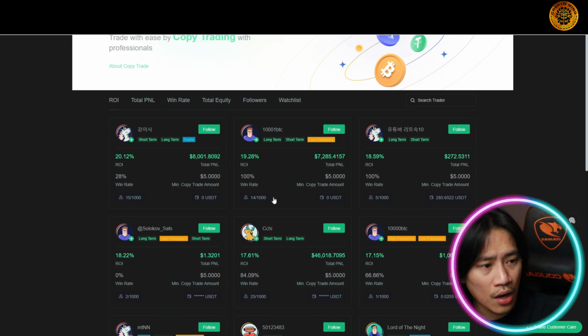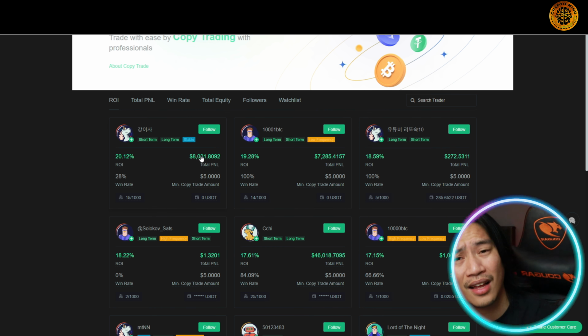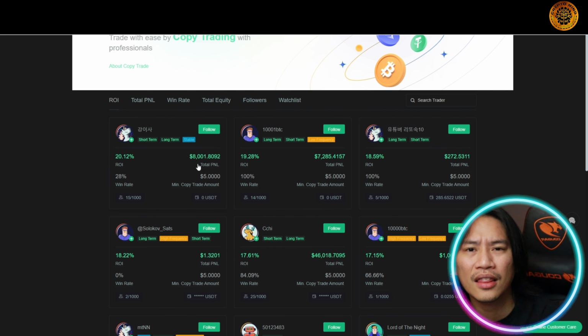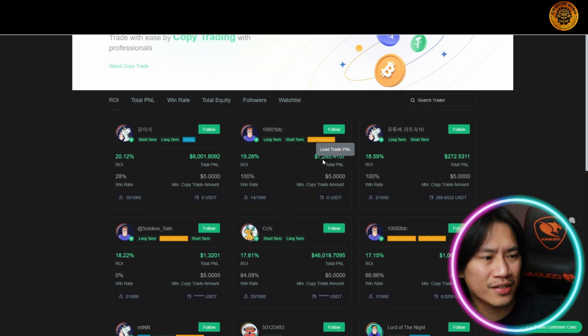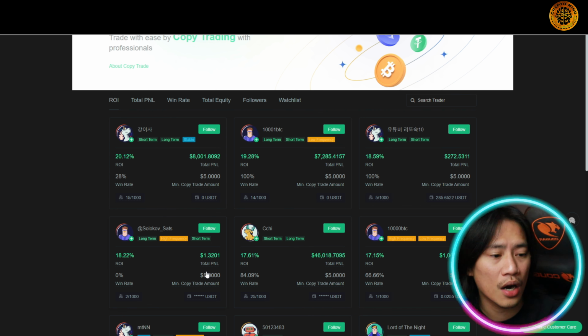So copy trade, go ahead and click on that one. See, these are like the good traders. As you can see, they're getting a lot of ROIs. You have 20% ROI, total profit and loss $1,000. Gosh, $8,000. You have $7,285 of profit there. So greens are positive, reds are negative. I certainly hope that some of your coins are still green.